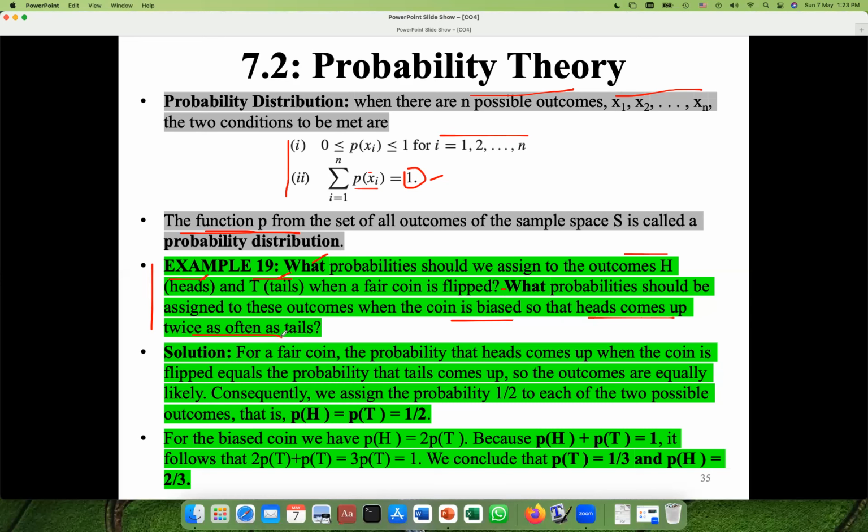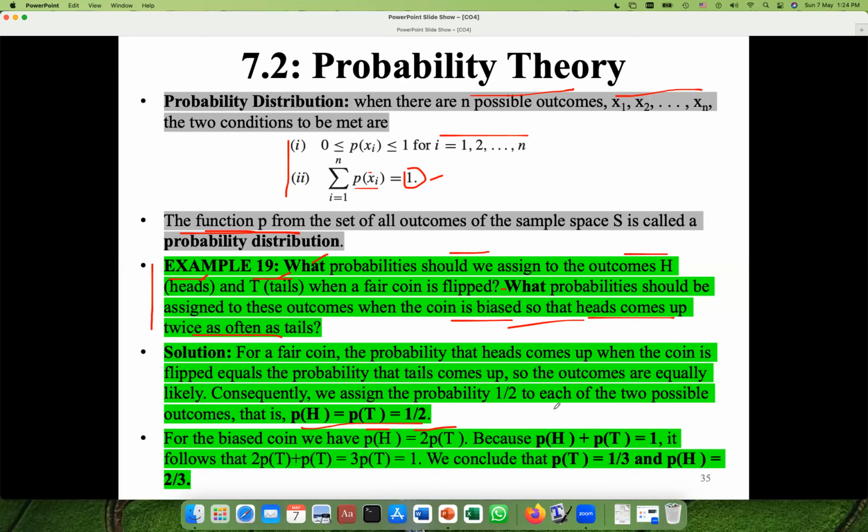As compared to the tail, head will come 2 times more than the tail. If this is the biasness that you have done with the coin, then what is the probability of the head and the tail? This is the second question. The first question is, what is the normal probability, which you know that the probability of head and tail is 1/2. If the coin is biased, then the probability of head is 2 times the probability of the tail. Now it is biased. The coin is biased.